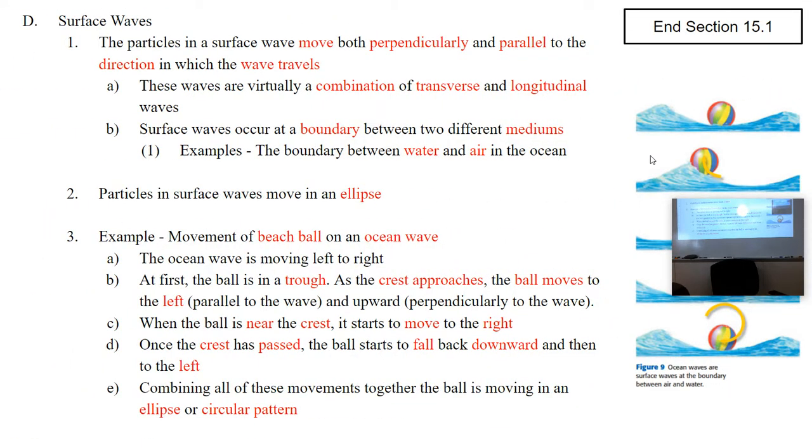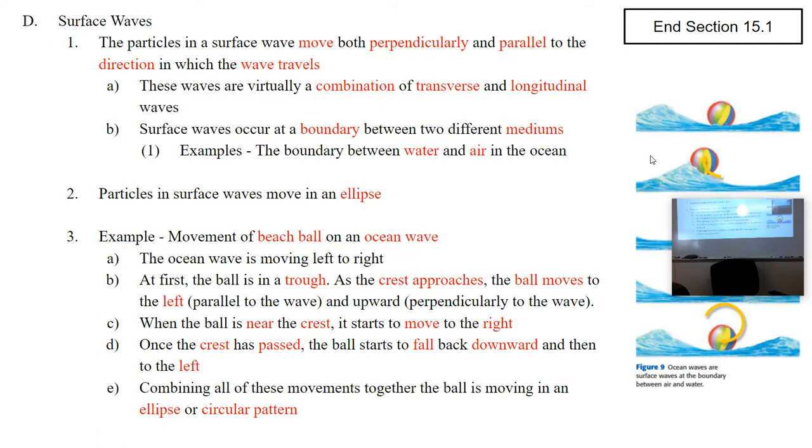Okay. And then we have surface waves. The particles in a surface wave move both perpendicularly and parallel to the direction in which the wave travels. These waves are virtually a combination of transverse and longitudinal. They occur at the boundary between two different mediums, so water and air in this case. And the shape in which they move is what we call an ellipse. It's circular, but not a nice and perfectly round circle. It's got a little bit of extension, almost oval-like.